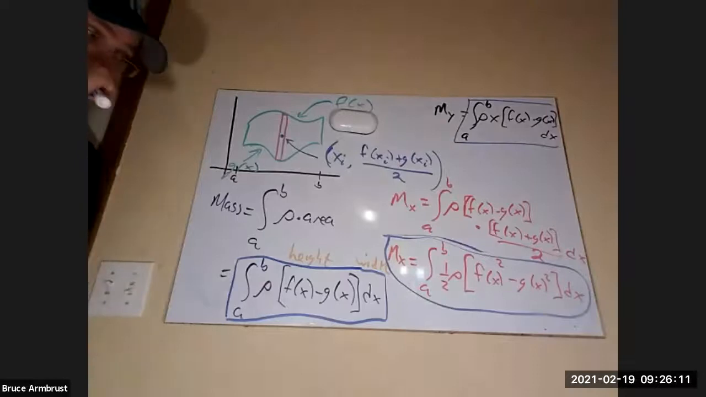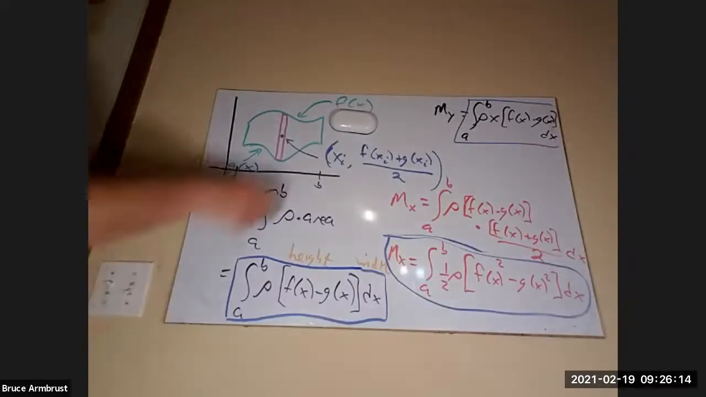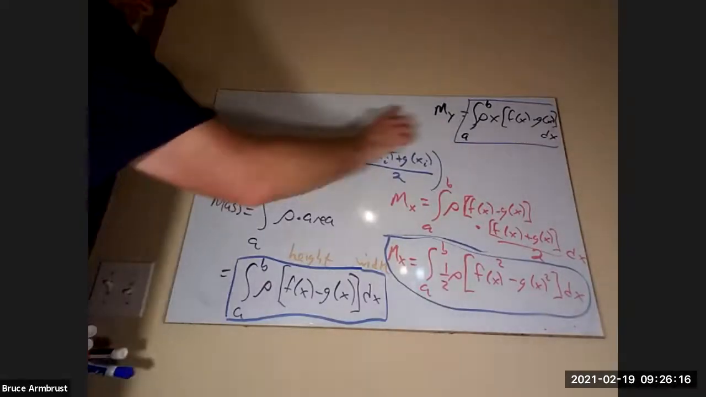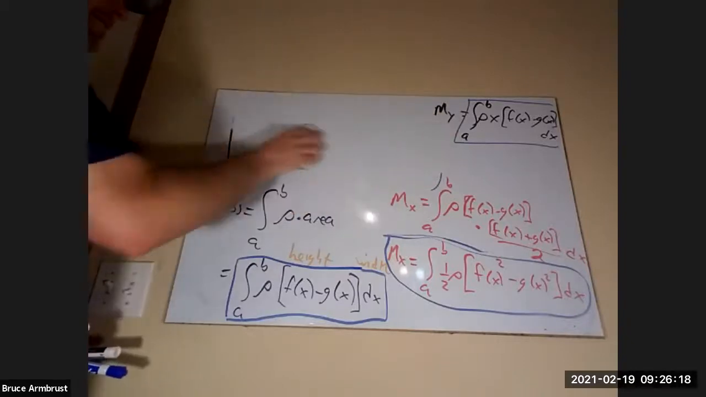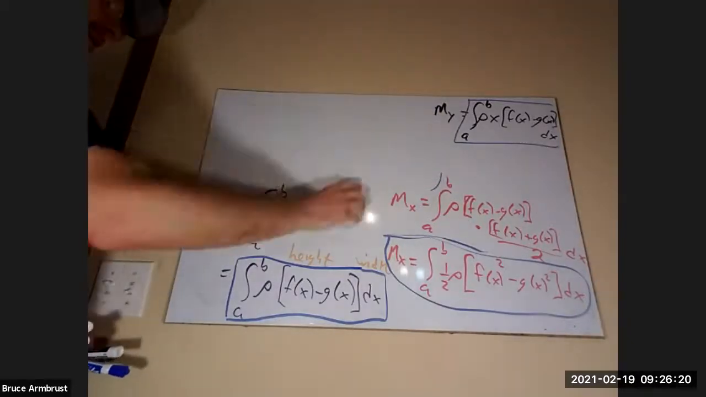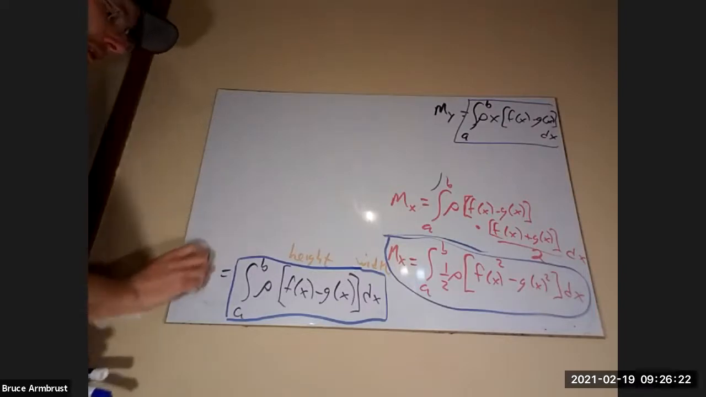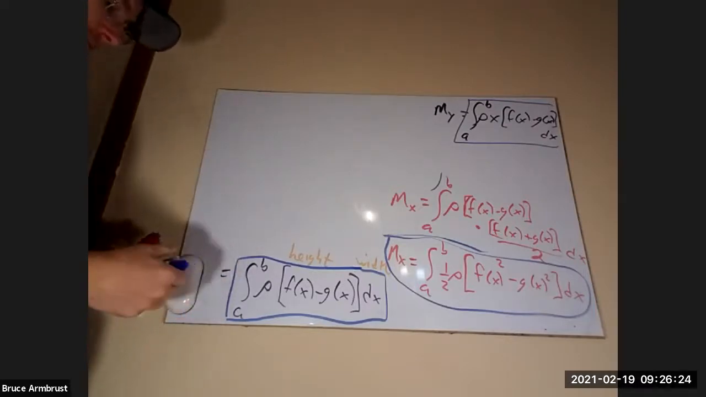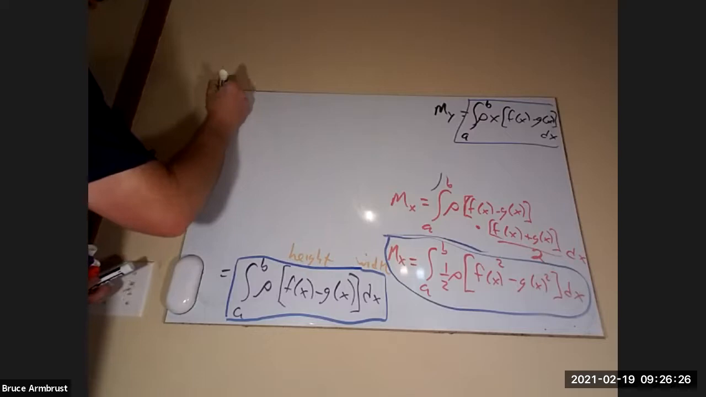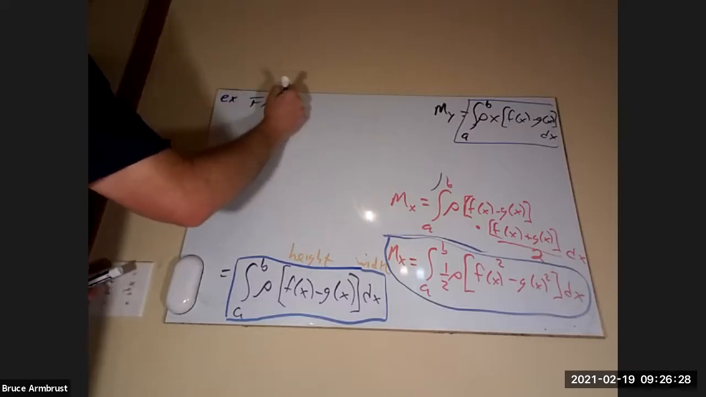All right, so let's do an example here. Let's take a region that has constant density. It turns out the density isn't going to matter, but we're going to see if we can calculate the center of mass. So this one, let's find the center of mass.